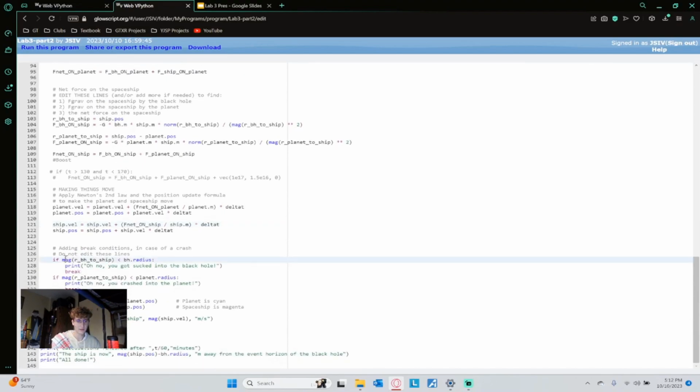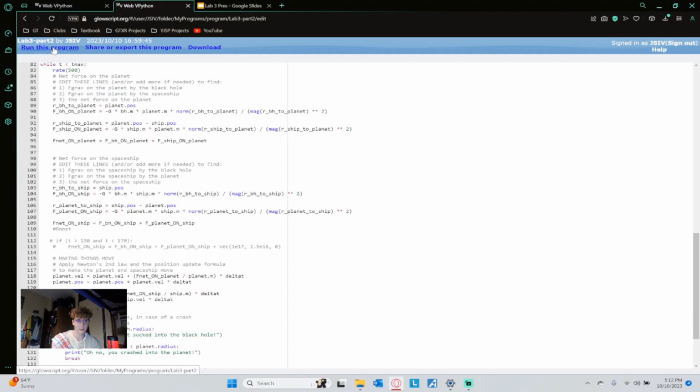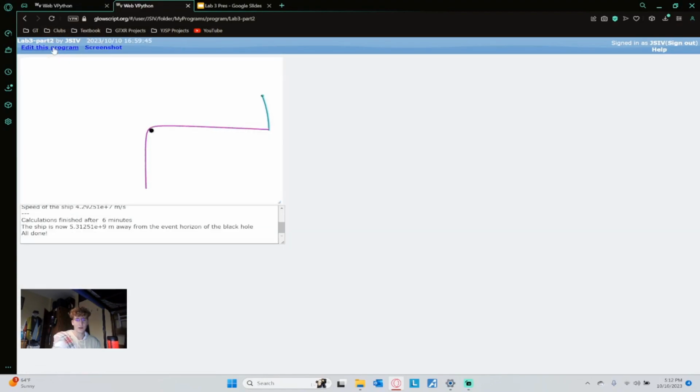And here we have if it crashes into either the planet or the black hole, the simulation ends with an error message. We also have, for tracking the speed of the ship, I print it every 100 seconds. And here's the program running. Our assumptions made to simplify the calculations and deviations from analytical solutions may present some error in this lab. Now let's answer the what if and what does it mean questions.